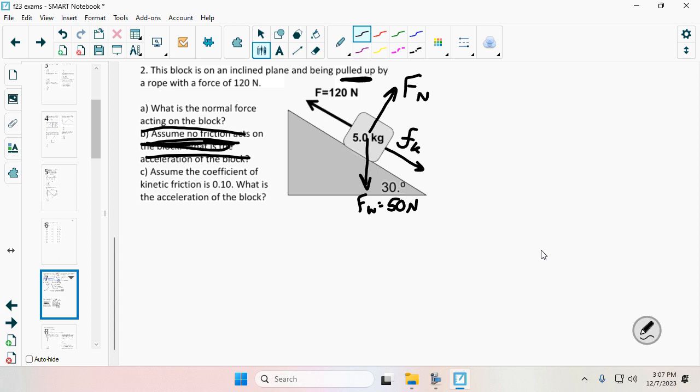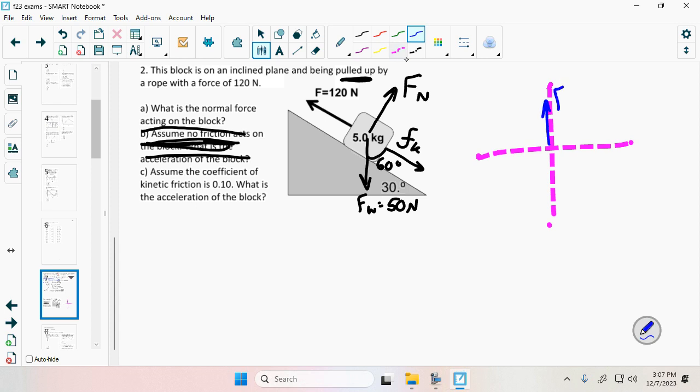I just multiplied that 5 kilograms times 10, the acceleration due to gravity, g. Also recognize that this angle right here is 90 minus 30, or 60 degrees. Now, next step, you might do this on the same figure, but just for the sake of this, I'm going to do it separately. I'm going to redraw this with resolved vectors.